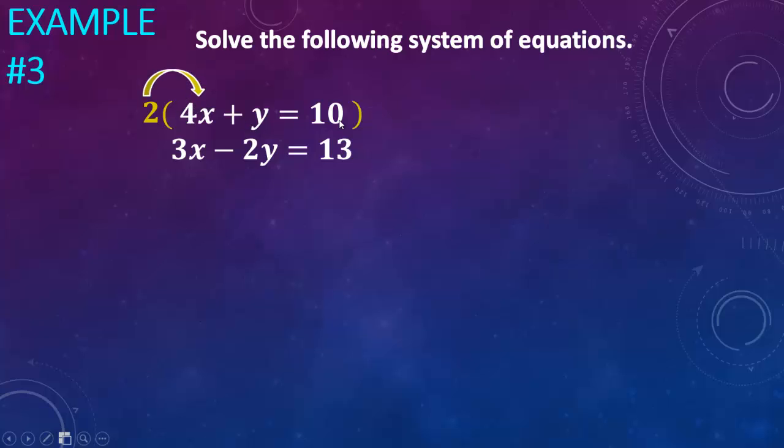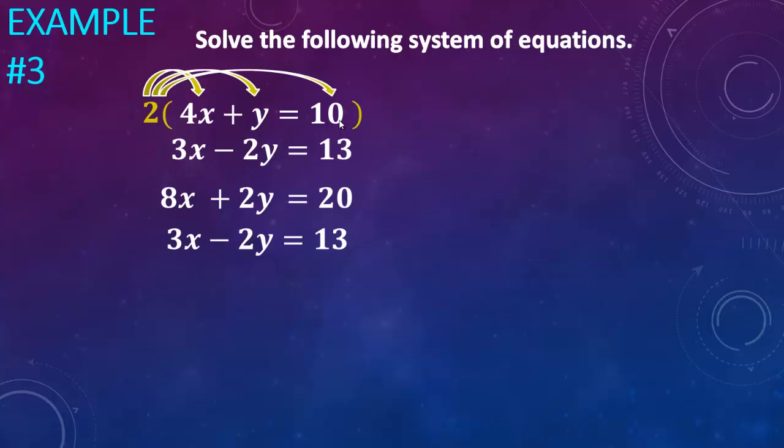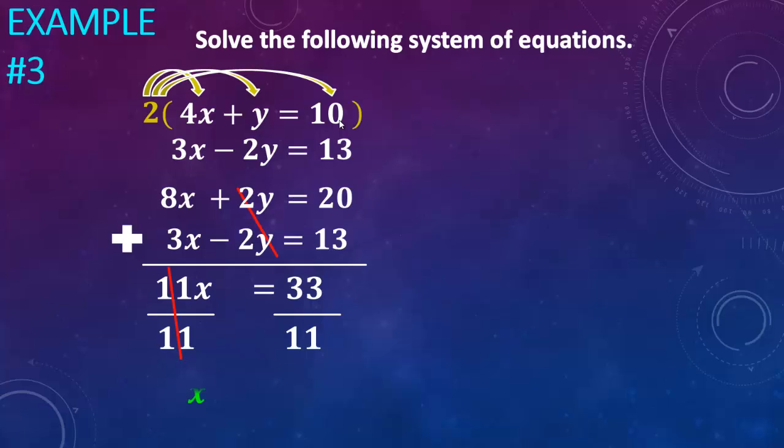So 2 times 4x is 8x. 2 times y is a +2y, and 2 times 10 equals 20. And then you write the other equation exactly how it is, because we're not changing that. So we add them together now. The 2y and the -2y cancel out, which gives you 11x equals 33. Divide both sides by 11, and you get x equals 3.